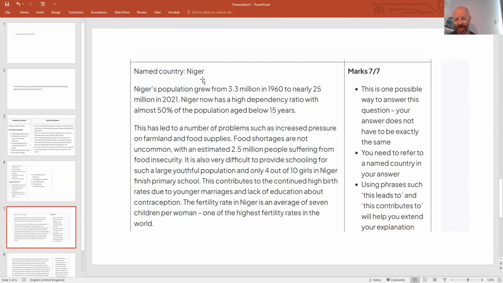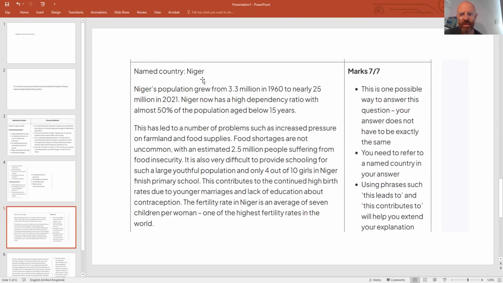So now let's hear the knowledge and the description and the explanation of Nigeria. This is the issue. Massive population growth between 1960 and 2021. This has led to a number of problems, such as increased pressure on farmland and food supplies. Well, of course it will do. You've got 22 extra million people over a few decades. Where's that food coming from? Okay. They have food shortages, okay, and land, good arable land to grow food, which is estimated at 2.5 million people suffering from food insecurity. So they don't always know where their next meal is coming from, basically.